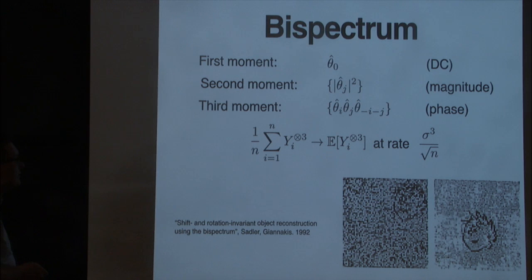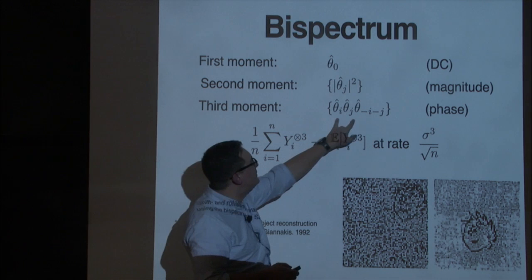What does bispectrum mean? Oh, the bispectrum is this order three tensor that has these entries. I don't know why it's called bispectrum.